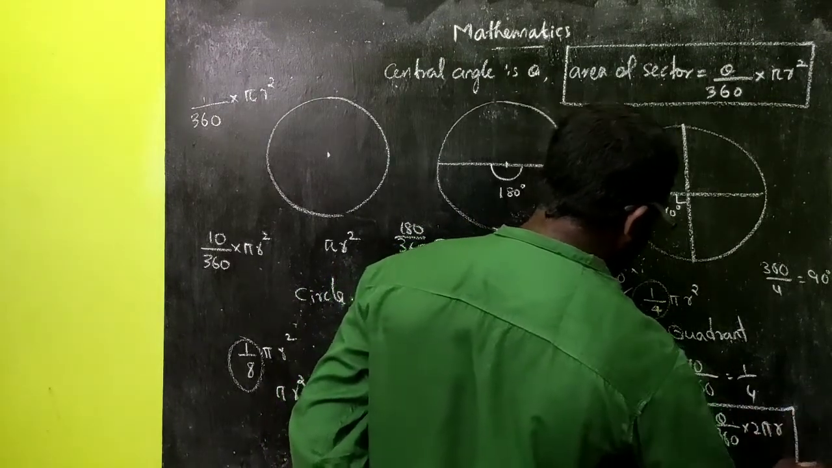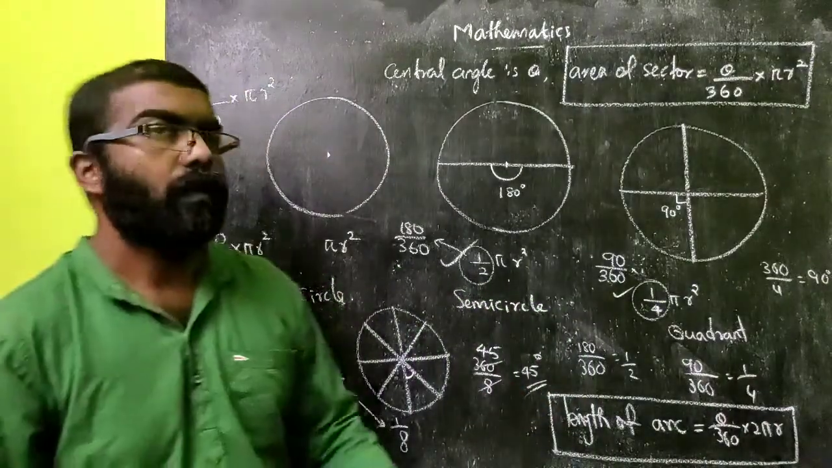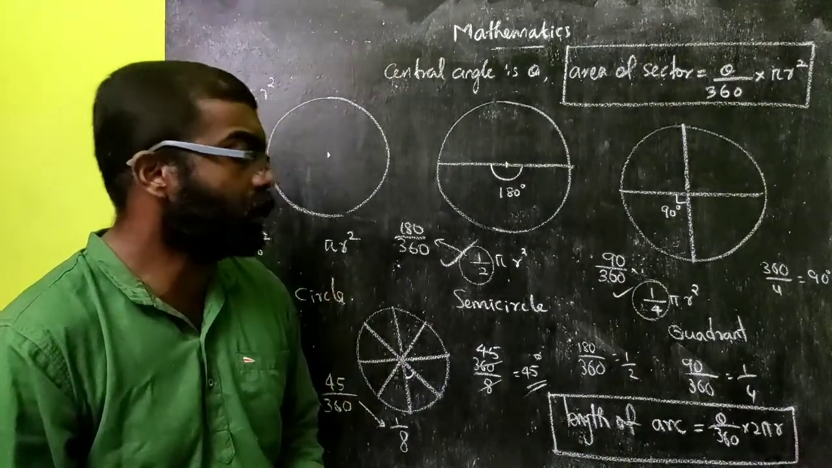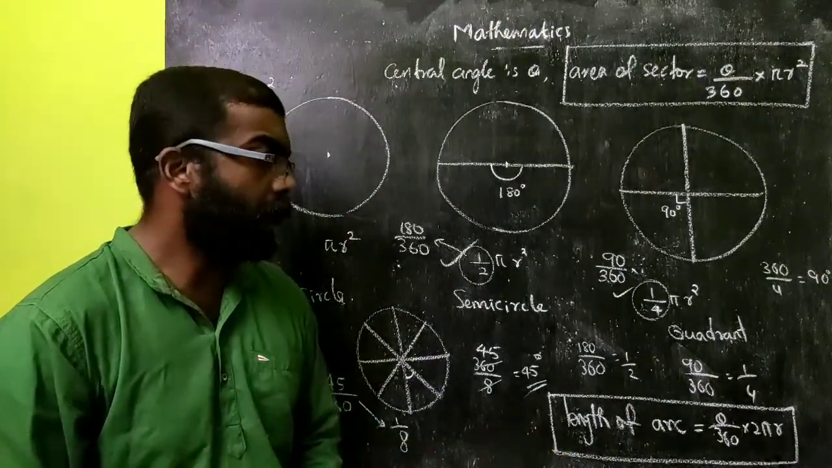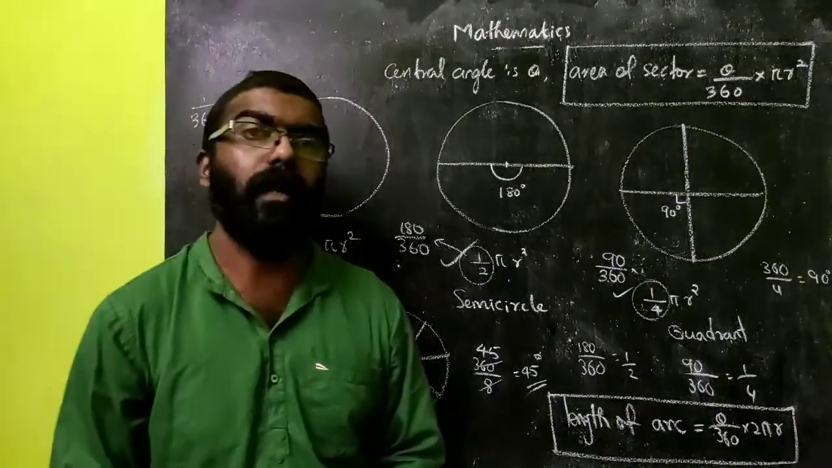So these two formulas you have to learn by heart in this session. First one is the area of a sector is equal to theta by 360 into pi r square, and the second one is the length of an arc is equal to theta by 360 into 2 pi r.